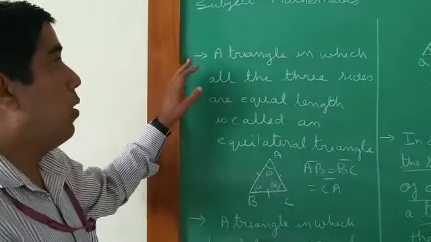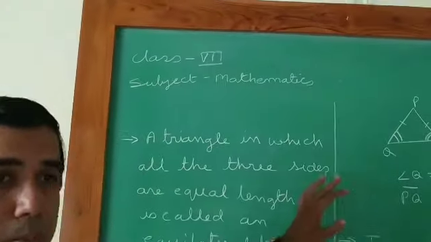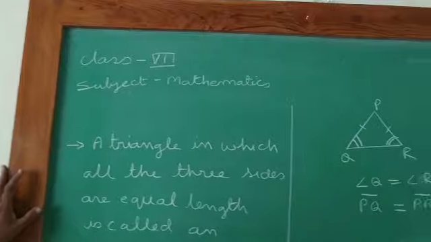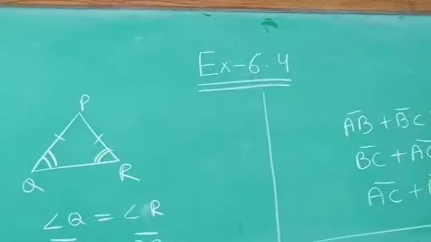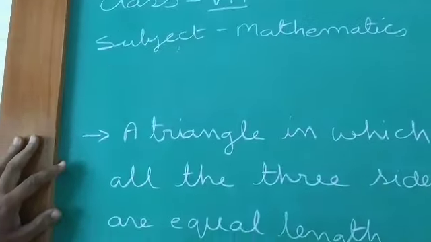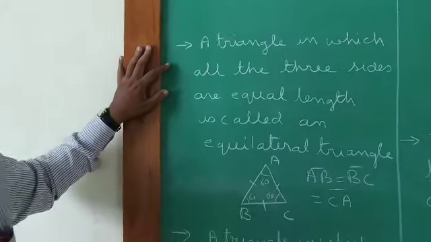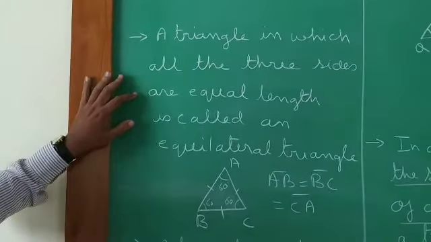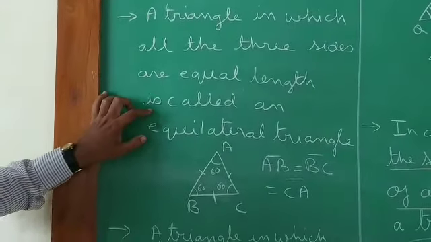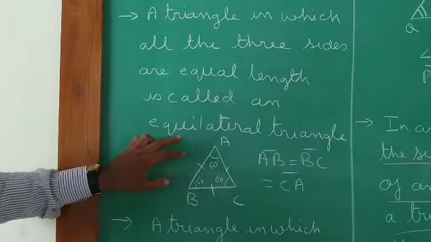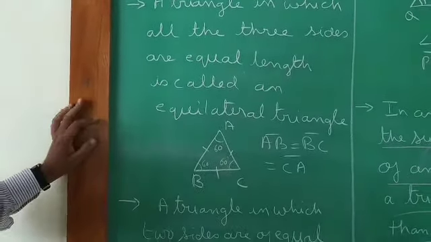Today we are going to discuss exercise 6.4, and before starting the exercise I am going to discuss some results with you. You can see here the first topic and the definition. A triangle in which all three sides are of equal length is called an equilateral triangle.